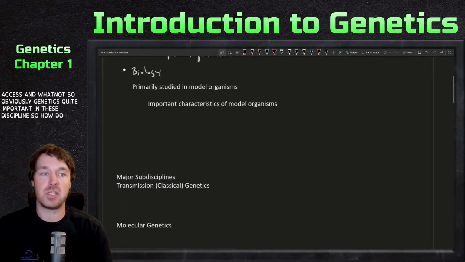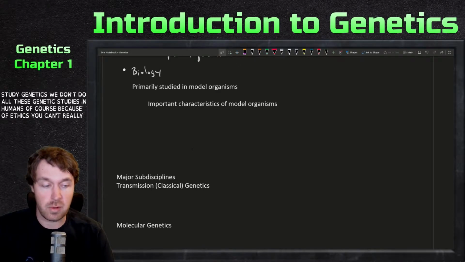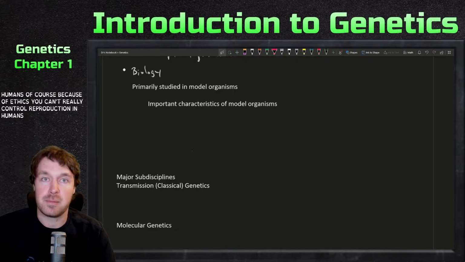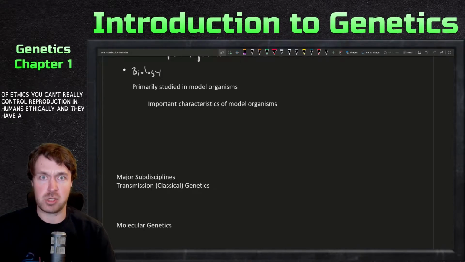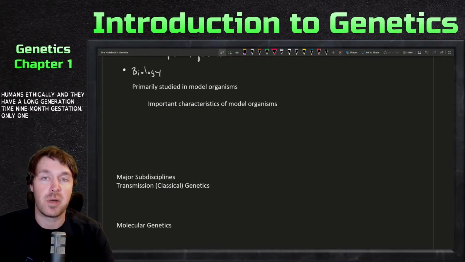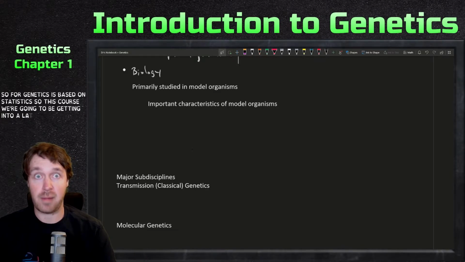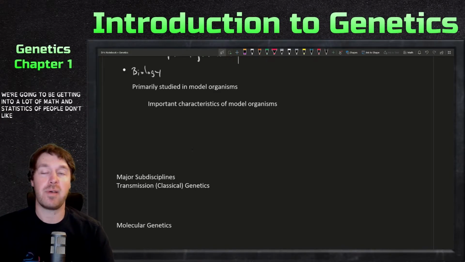So how do we study genetics? We don't do all these genetic studies in humans, of course, because of ethics. You can't really control reproduction in humans ethically. And they have a long generation time, a 9-month gestation period, and only one offspring. Genetics is also based on statistics, so we're going to be getting into a lot of math and statistics, which a lot of people don't like, but I find exciting.